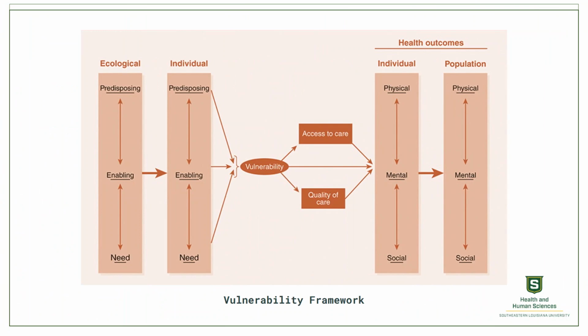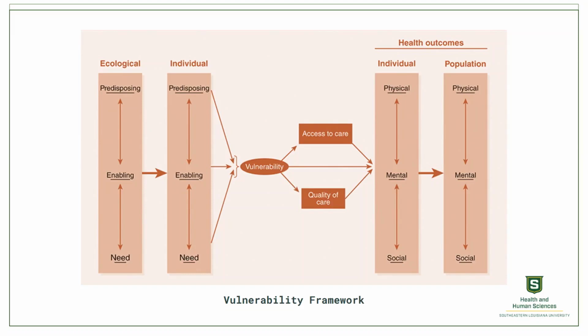On the left hand side, my left hand side, which I hope is your left hand side, we have the ecological element where we are looking at predisposing, enabling, and needs factors. We're going to discuss it. We also have the individual, where we have predisposing, enabling, and needs factors. So in this framework, it shows that ecological is feeding into the individual elements.